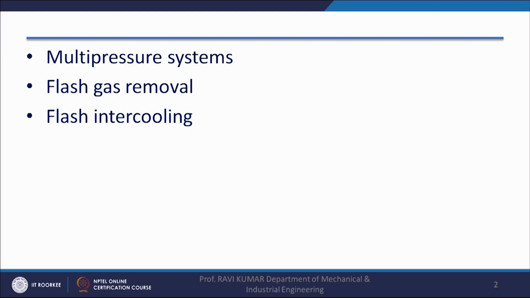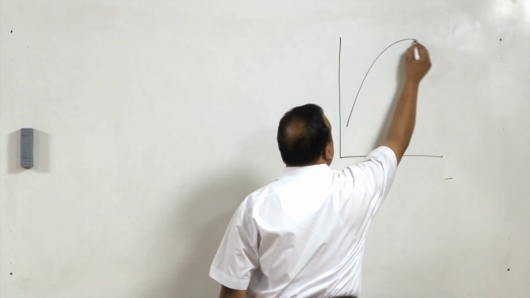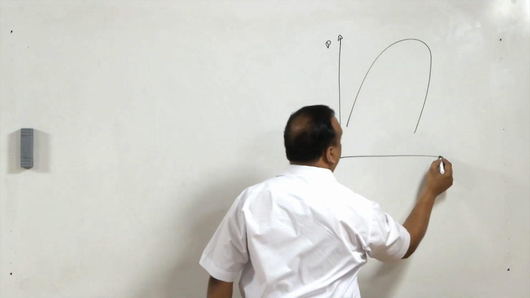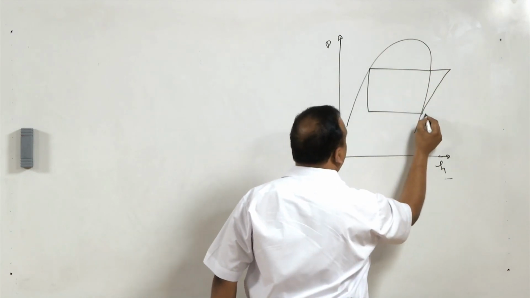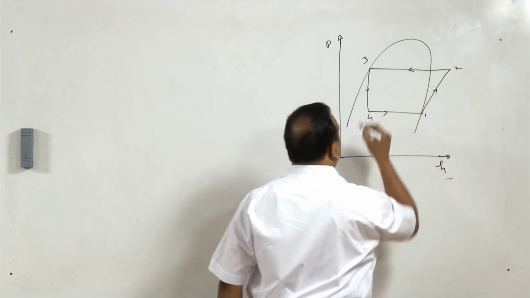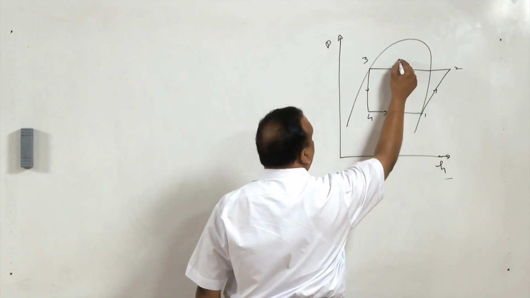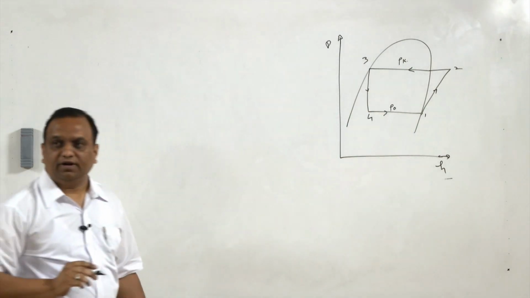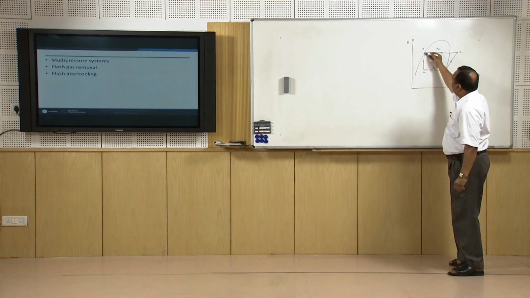Now we will start with flash gas removal. In case of flash gas removal, what happens in a two pressure system? In a two pressure system, where we can take P1 or PO and this is PK, it is a simple vapor compression refrigeration system. During expansion, flashing of refrigerant takes place.